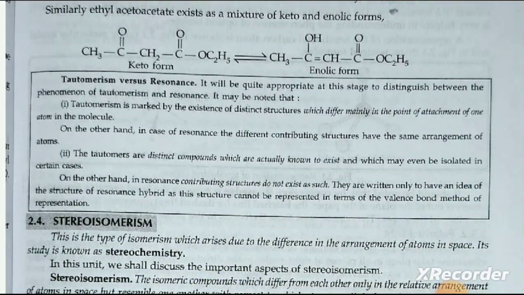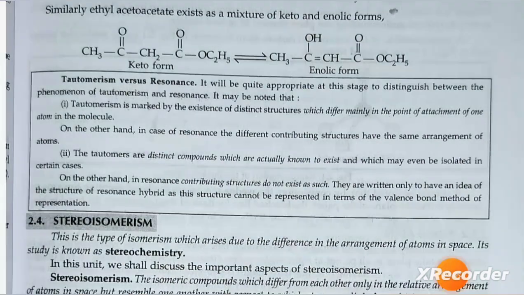Tautomerism versus resonance. It will be quite appropriate at this stage to distinguish between the phenomena of tautomerism and resonance. It may be noted that, first, tautomerism is marked by the existence of distinct structures which differ mainly in the point of attachment of one atom in the molecule. Second, the tautomers are distinct compounds which are actually known to exist and which may even be isolated in certain cases. On the other hand, in resonance, contributing structures do not exist as such.